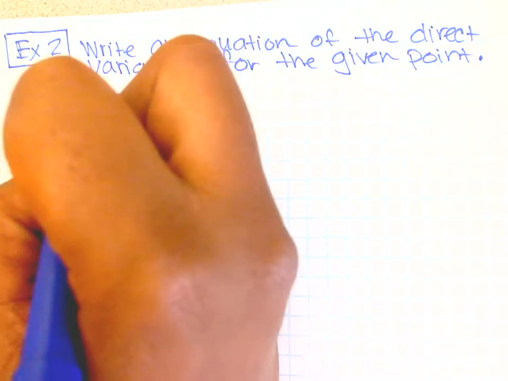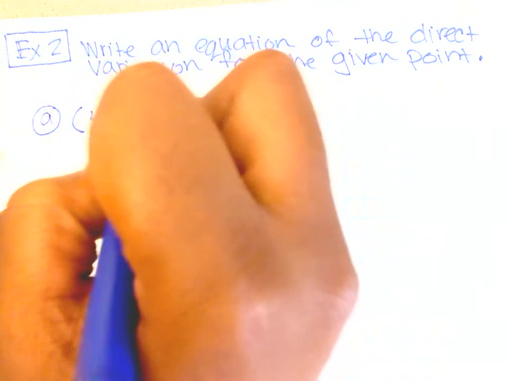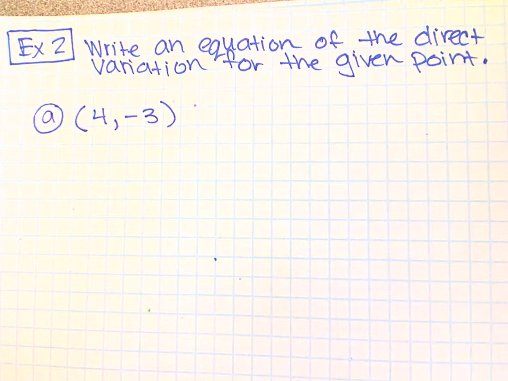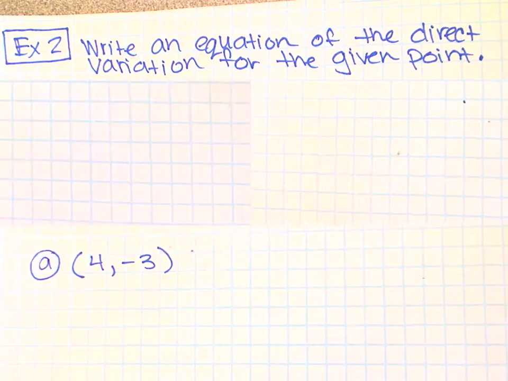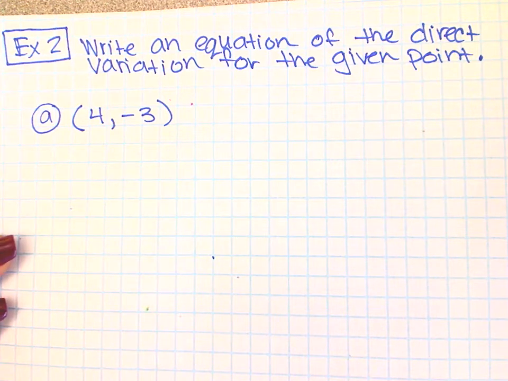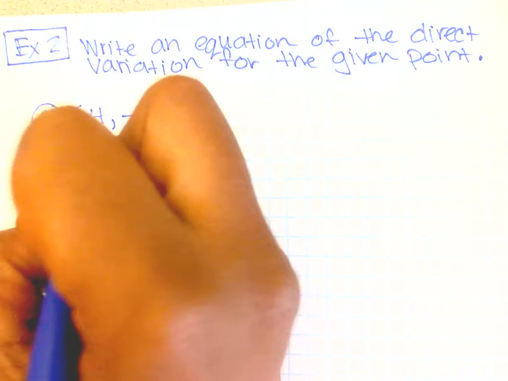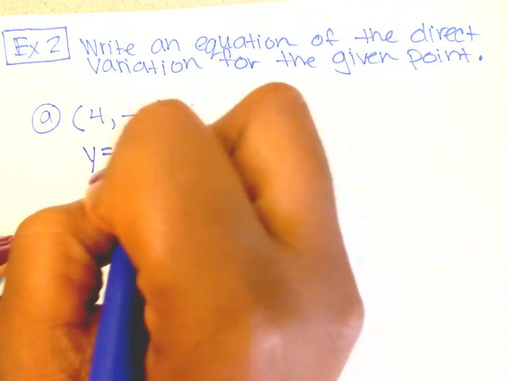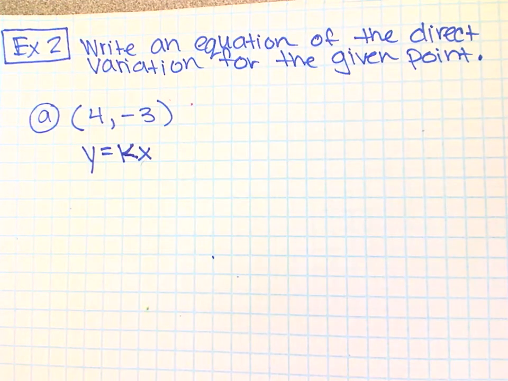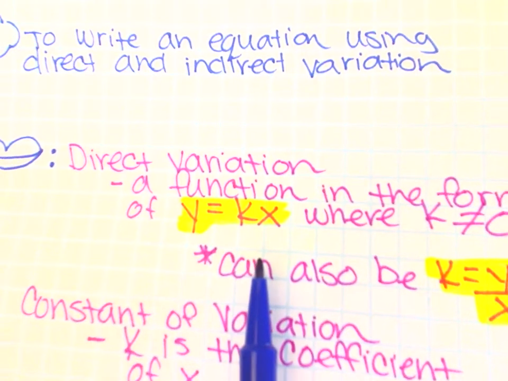So let's try the first one. They're going to give us 4, negative 3. Now, what type of variation are they asking us to write? Direct or indirect? Direct. So I know that my equation has to be this. Because in your language of the discipline notes, it tells you what the equation is. Direct variation tells you right there. There's the equation. y equals kx.